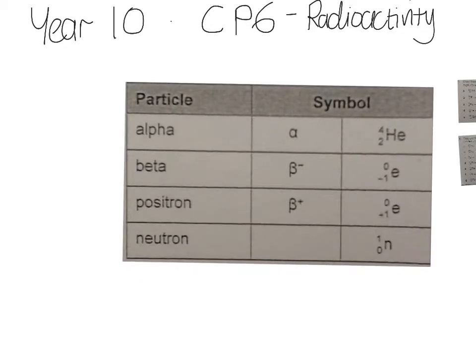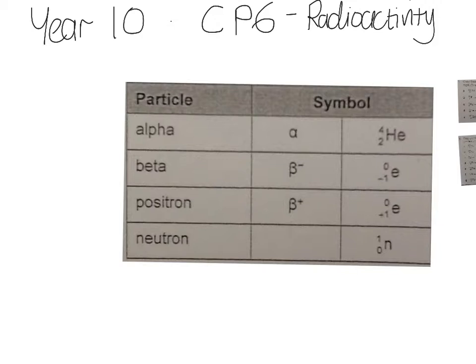We need to remember the alpha particle is made up of 2 protons and 2 neutrons, giving it a mass number of 4. We've then got the beta particle that comes out. That is a high-speed electron. When the electron comes out of the nucleus, the atomic number will actually increase by 1 because a neutron is changing to a proton.